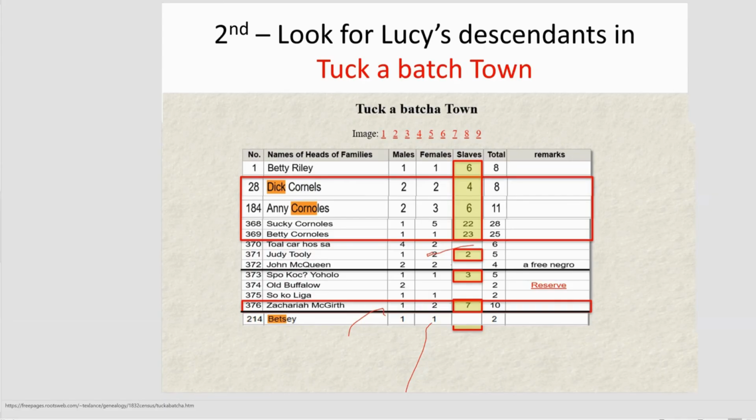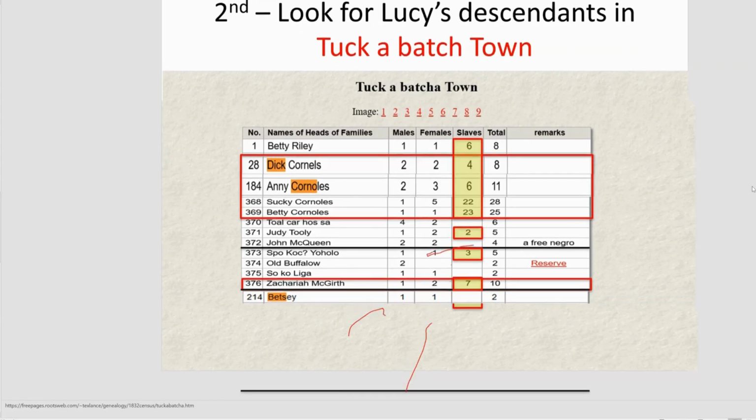I'm still looking for Lucy's descendants, but now I see names Dick and Betsy, and I'm trying to pay attention to what last names these people had. This is where we see the Cornells were living in Tuckabatcha, the McQueens were living in Tuckabatcha, the McGirths. Zachariah McGirth had 7 slaves. Suki Cornells had 22. Betty Cornells had 23.